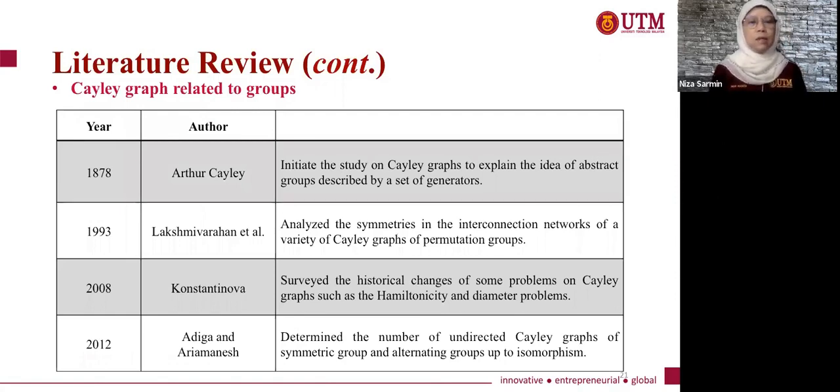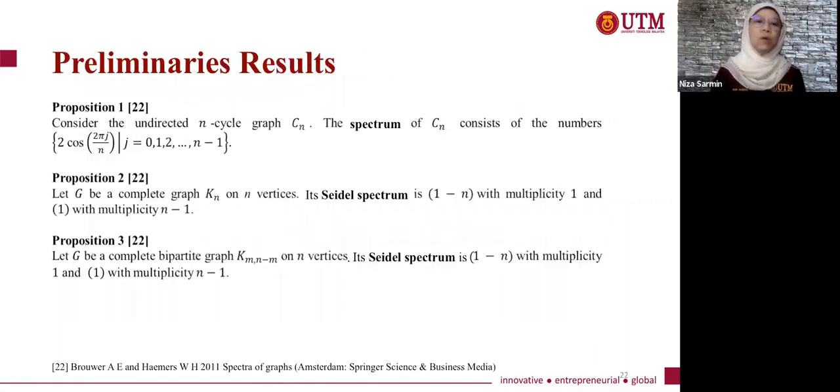Other authors that did research on Cayley graphs related to groups included, first, Arthur Cayley, of course. He explained the idea of an abstract group described by a set of generators. Varan et al. analyzed the symmetries in the interconnection network of a variety of Cayley graphs of permutation groups. Konstantinova surveyed the historical changes of some problems on Cayley graphs, such as the Hamiltonicity and diameter problems. Adiga and Ariamesh determined the number of undirected Cayley graphs of the symmetric group and alternating group up to isomorphism.